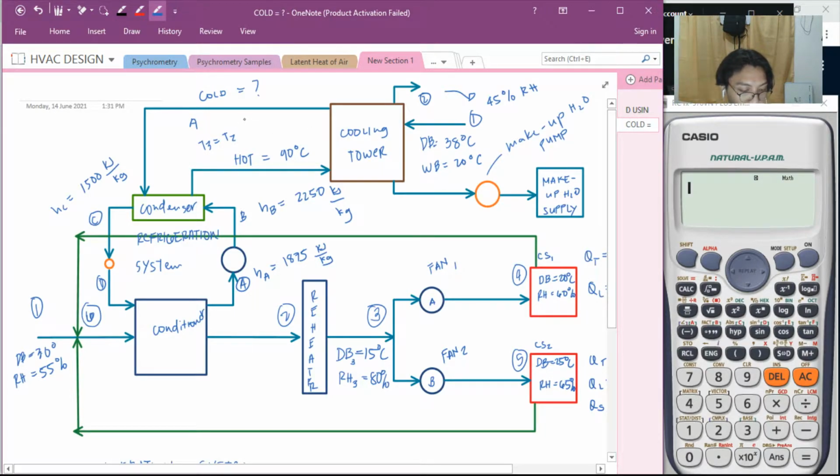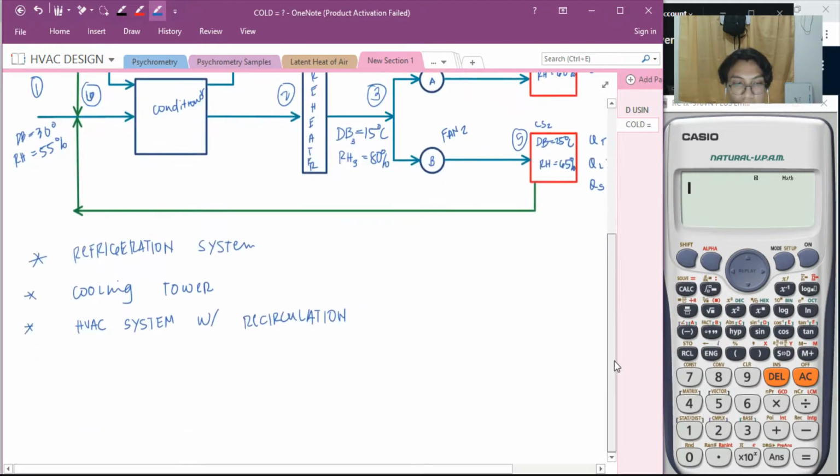May binigay pa ba dito? No more. Your cooling tower efficiency, sabi dito, given. CT efficiency is equal to 80%. Yun lang binigay dyan.